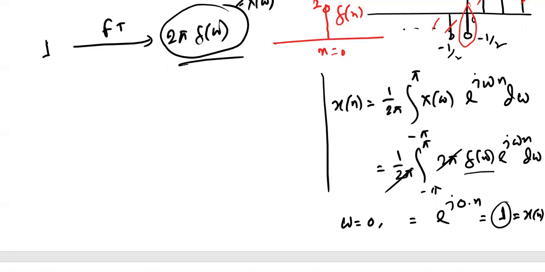Since this is a linear transformation from one domain to another domain, we can write that if we do the Fourier transform of half, that will give you pi times the delta function.